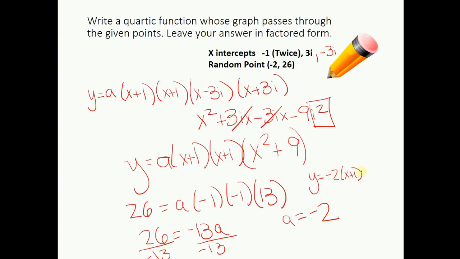So if I write my final answer, y equals my a, which is negative 2, times x plus 1. I'm just going to write x plus 1 squared, since it's written twice. And then x squared plus 9.